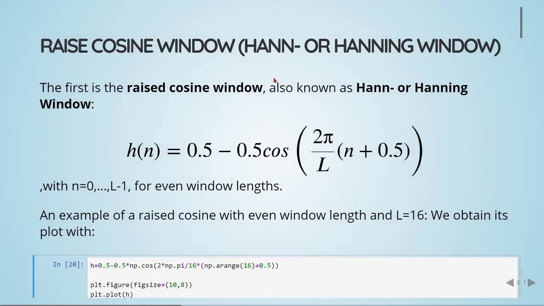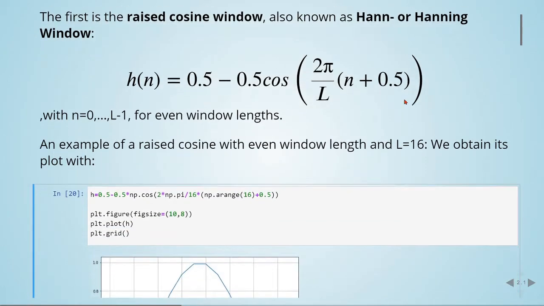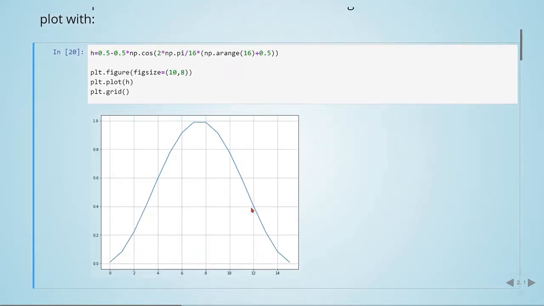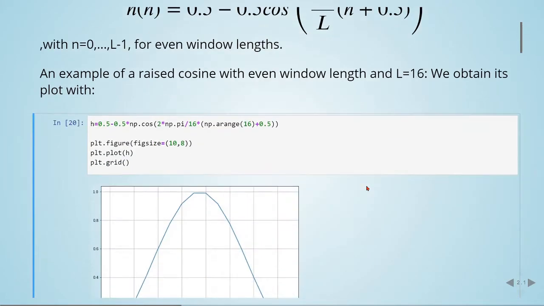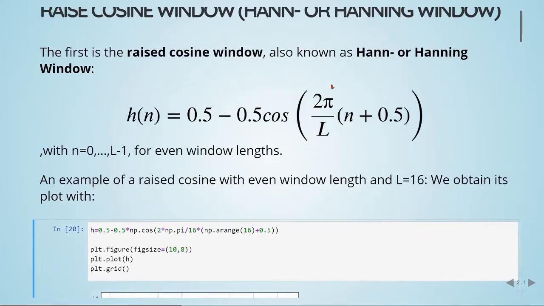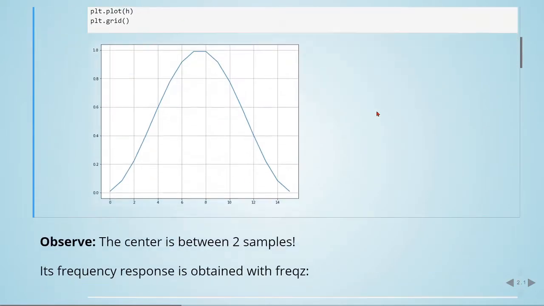The first window we're going to look at is the raised cosine window, also known as the Hahn or Hanning window. It's given by this formula here with this cosine. We have this 2 pi divided by L and this factor of 0.5 here. So we can see for L equals 16, this is an example of the raised cosine window, and we have here the equation exactly like defined here.